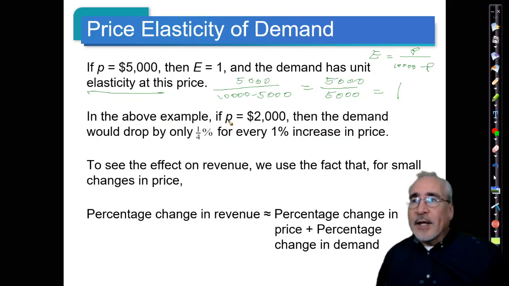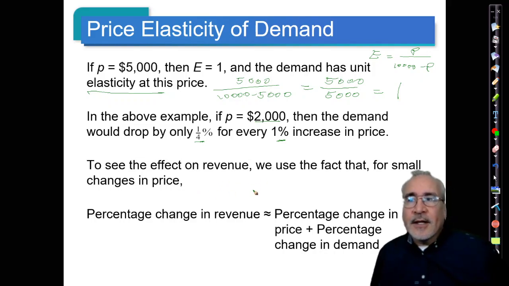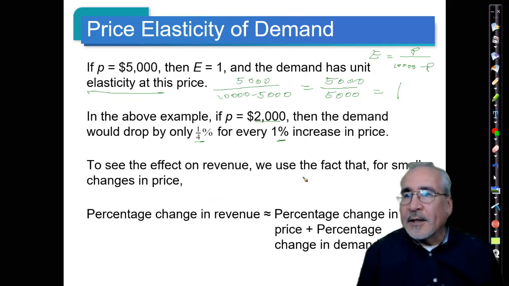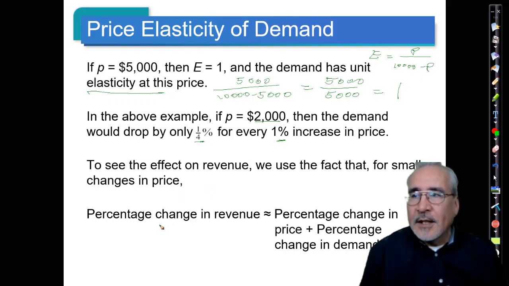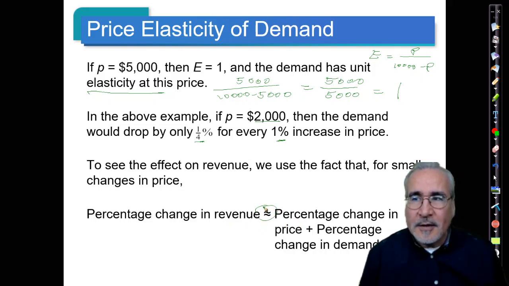Okay. So if the price is 2,000, the demand would drop by 0.25% for every 1% increase in price. And then if we want to see the effect on the revenue, we can use the fact that for small changes in price, the percentage change in revenue is approximately, very close, the percentage change in price plus the percentage change in demand.